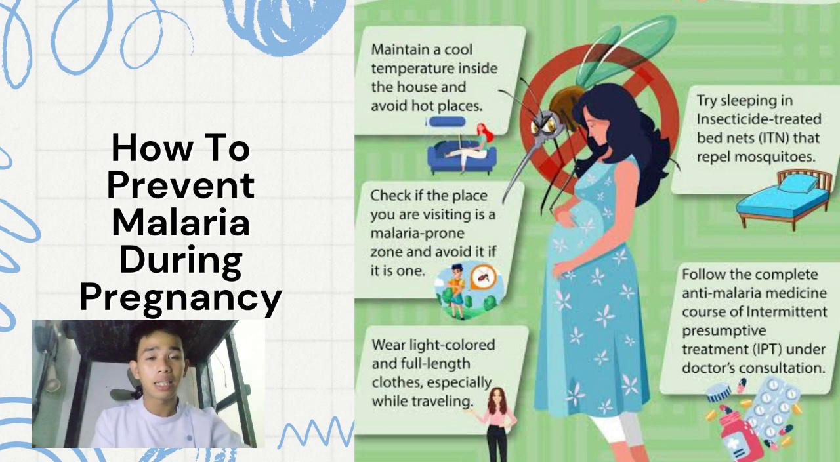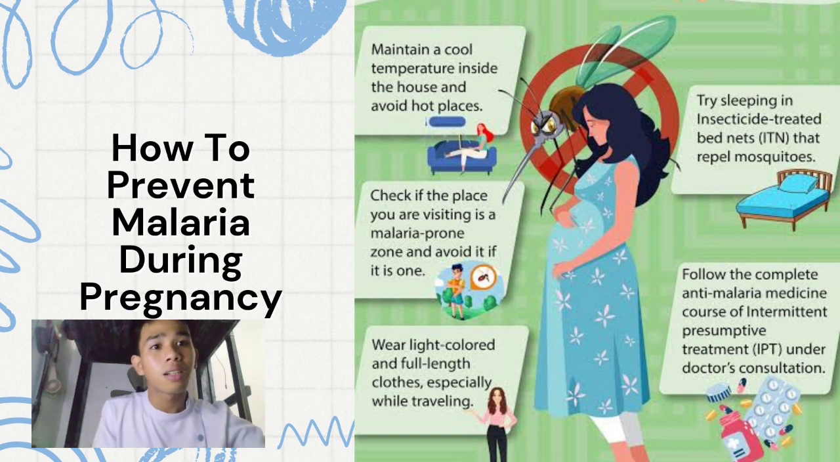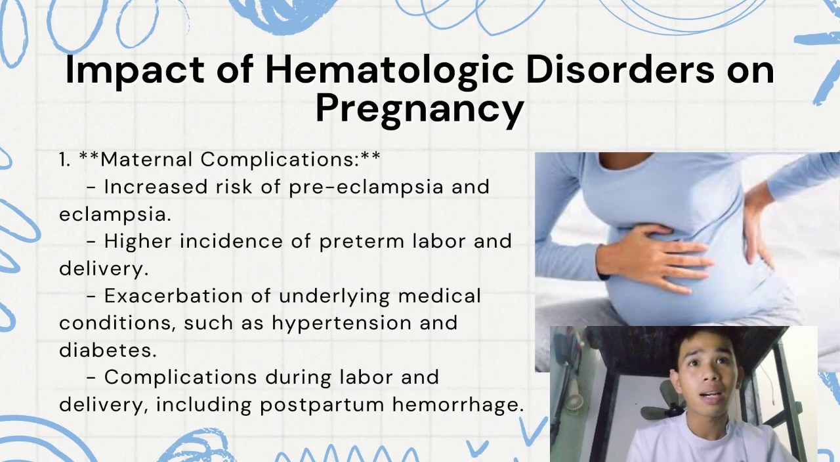So, how to prevent malaria during pregnancy? First is maintain a cold temperature inside the house and avoid hot places. Check if the place you are visiting is a malaria-prone zone and avoid it if it is one. Wear light-colored and full clothes, especially while traveling. Try sleeping in insecticide-treated bed nets that repel mosquitoes. Follow the complete anti-malaria medicine course of intermittent presumptive treatment under the doctor's consultation.